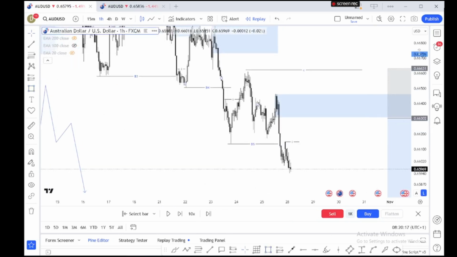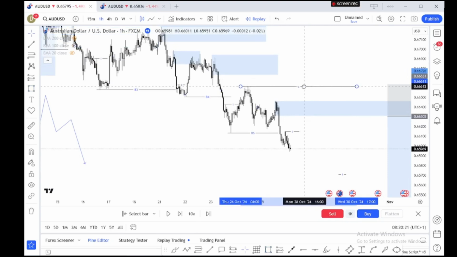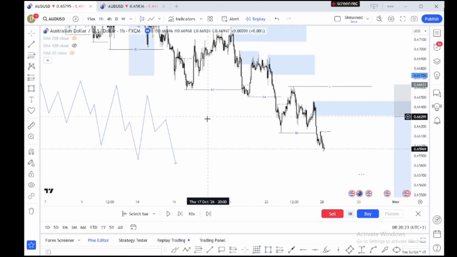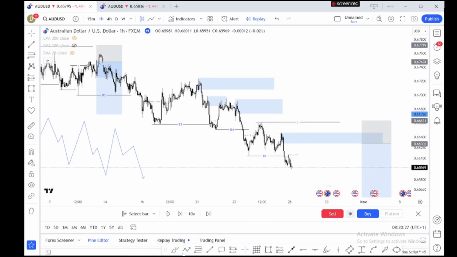And as it is, this is our last high that the market created like this. You see, as the market is coming down, we have a high here, a low here, a high here, a low. This is the high, this is the low, this is the last high that the market created.